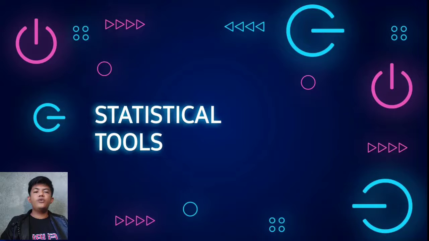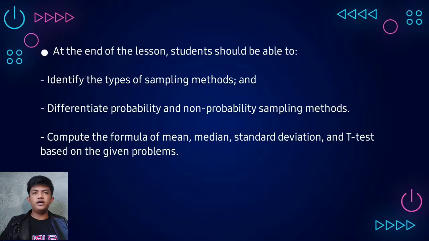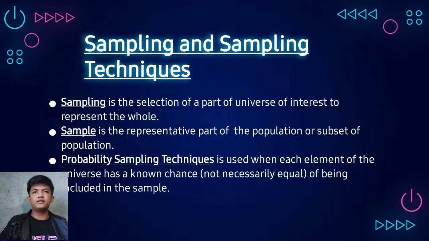Good day, class. So we are here to share some of the keys that will serve as your additional knowledge to your research. But before we go on, the student should be able to identify the types of sampling methods and differentiate probability and non-probability sampling methods, compute the formula of mean, median, standard deviation, and t-test based on the given problems. So let's proceed to our discussion.